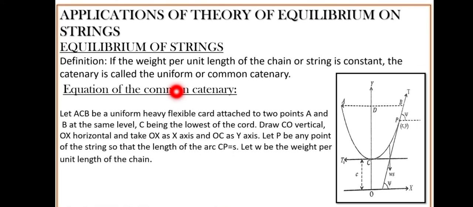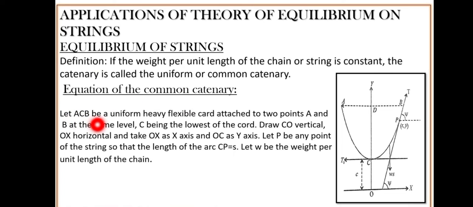Now we come to our next topic, that means applications of the theory of equilibrium on strings. Equilibrium of strings. Let us understand with the definition that if the weight per unit length of the chain or string is constant, the catenary is called a uniform or common catenary. Equation of the common catenary. Now we will see the equation of the common catenary.